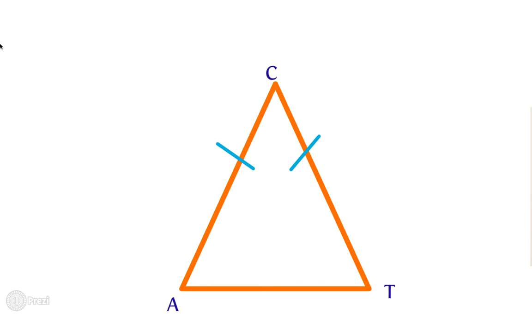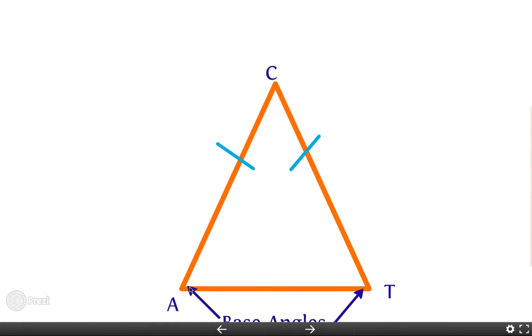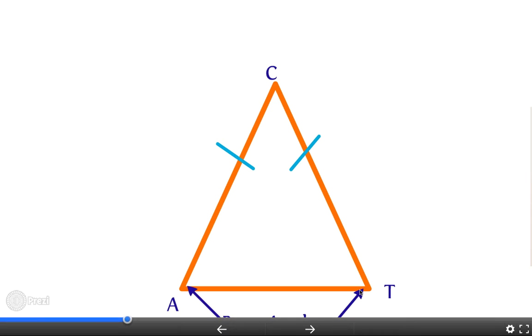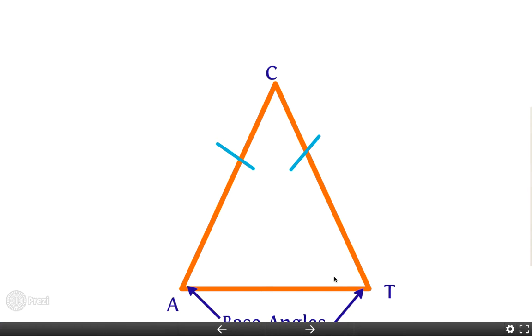So one of the parts of an isosceles triangle are the base angles. The base angles are the angles kind of at the bottom of the triangle that are directly across from the sides that are congruent. So like this angle is across from this congruent side, and this angle is across from this congruent side.